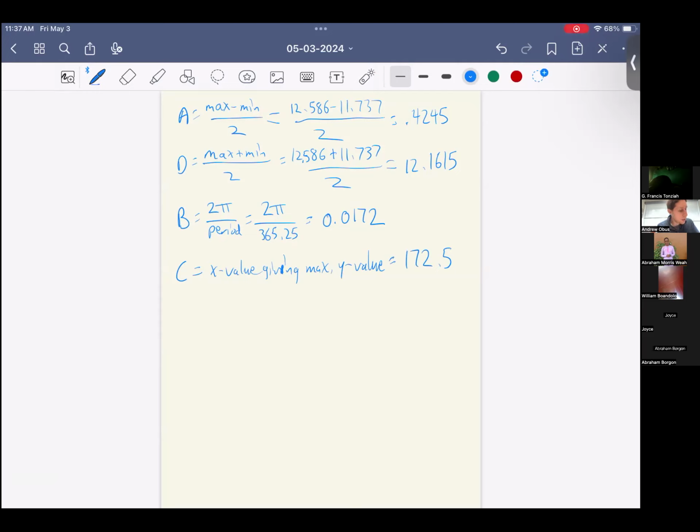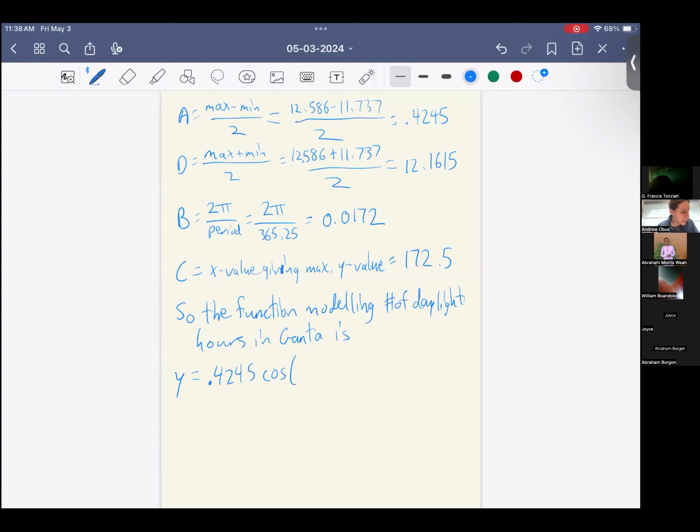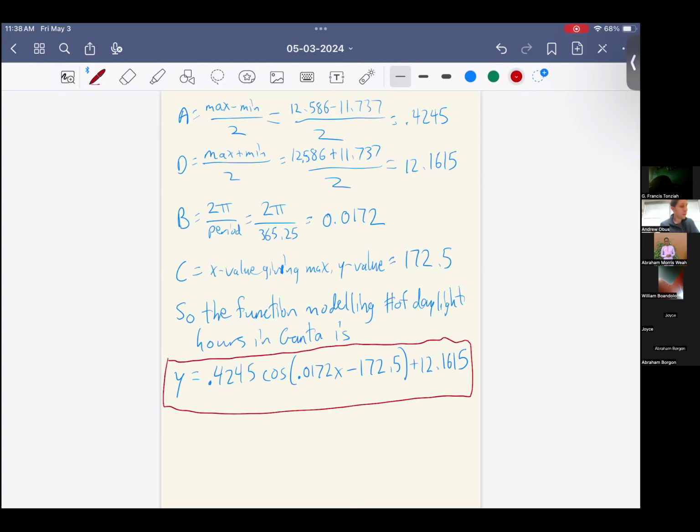Okay, so what we see is that the function modeling the number of daylight hours in Ganta is y equals 0.4245 times cosine of bx minus c, so 0.0172x minus c, which is 172.5, and then plus d, so plus 12.1615. Okay, so this is the function.